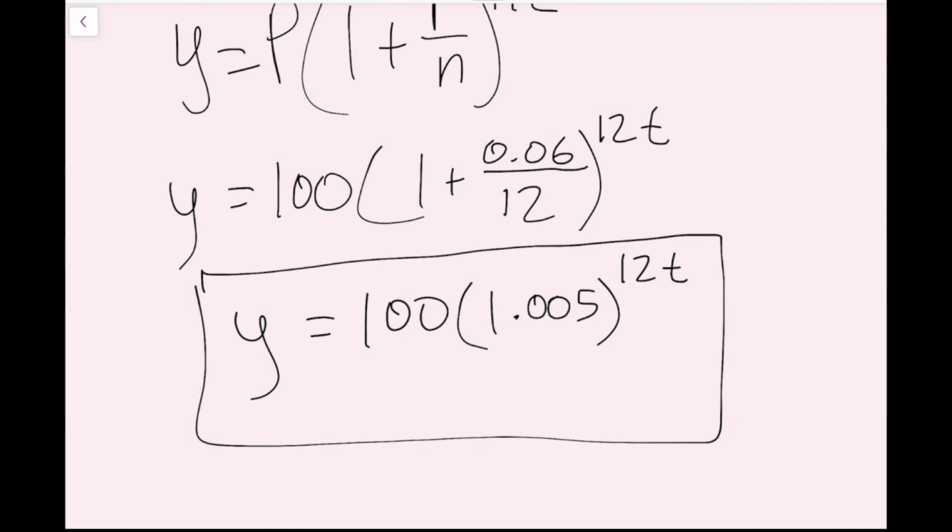So however many years I leave it in the account, I can just plug that in for t, and then the total value will be how much I have after that certain time period for this given rate with the monthly compound interest. And now we're done with this one.